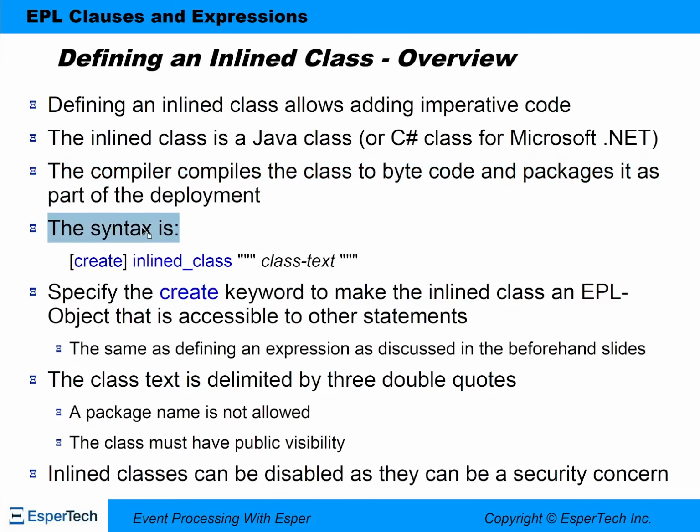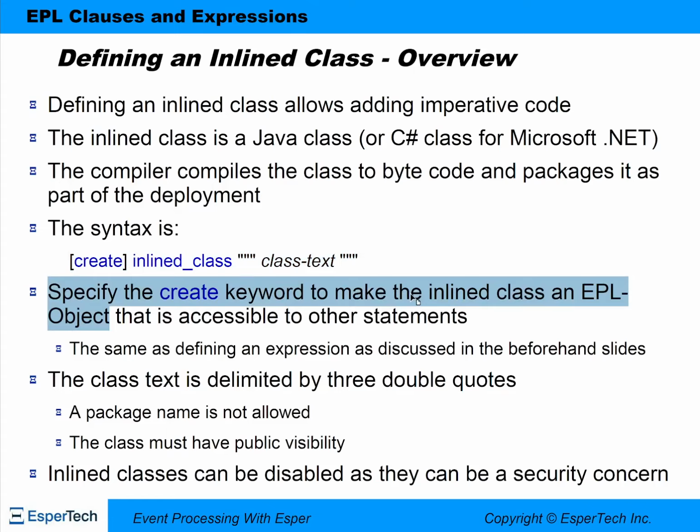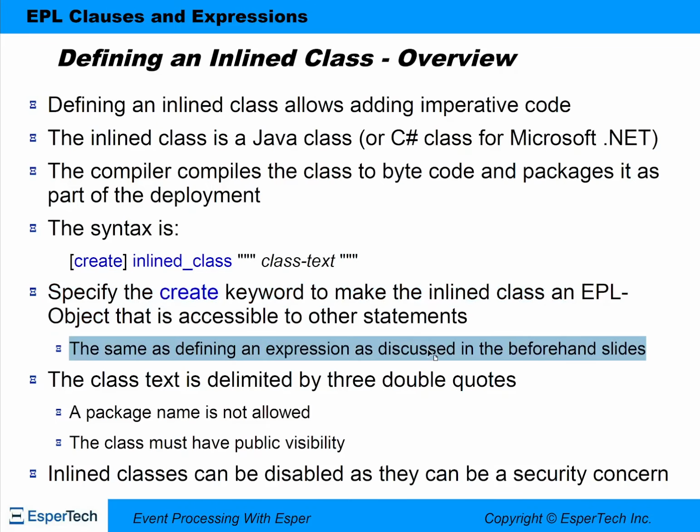The syntax is: optionally the create keyword, then the inlined_class keyword, then double quote, then the class text, then double quote. Specify the create keyword to make the inline class an EPL object that is accessible to other statements, the same as defining an expression as discussed in the beforehand slides.